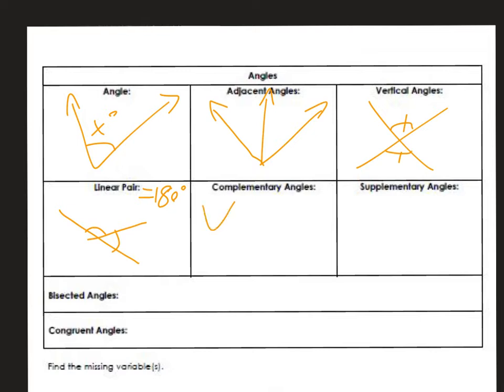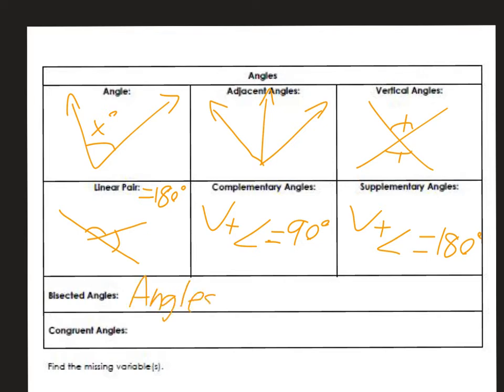Complementary angles, any two angles that when added together will give us 90 degrees. Supplementary angles, any two angles that when added together will give us 180 degrees. Bisected angles, these are angles cut in half. Congruent angles are angles that are equal.